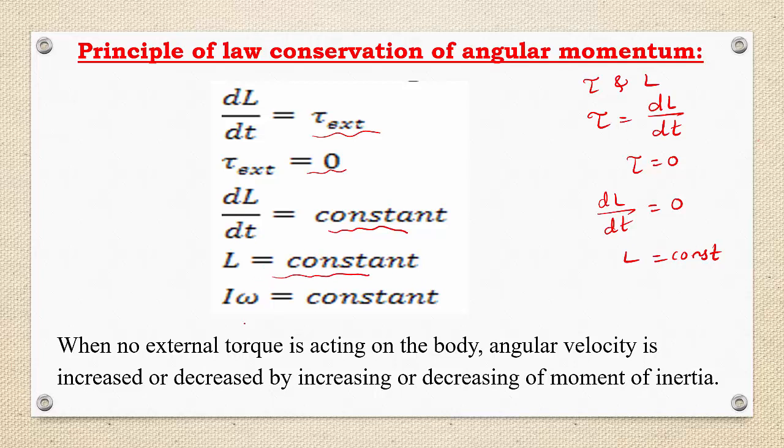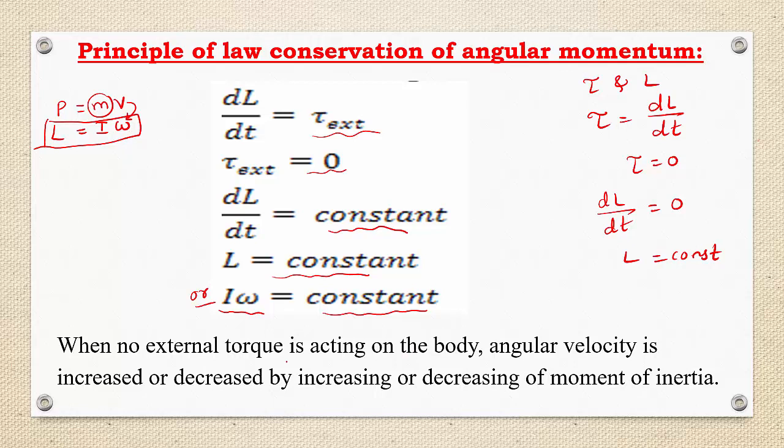So angular momentum is given by the equation L equals I omega. So I omega remains constant. Remember, linear momentum is given by P equals mv. For angular momentum, in place of mass we write moment of inertia, and in place of velocity we write angular velocity. So this is the equation for angular momentum. Angular momentum L remains constant, or we can write I omega remains constant.